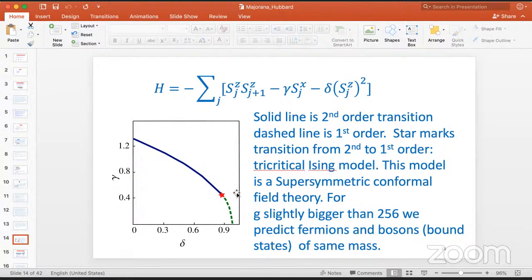This model is a supersymmetric conformal field theory. So for G slightly bigger than 256, we predict fermions and bosons of the same mass. And in fact, we're currently studying this now, and we hope to have a paper on this topic soon. So it turns out that the only relevant operator preserves supersymmetry, but supersymmetry is spontaneously broken in the Ising phase, but not in the larger G phase. But the larger G phase has a broken translation symmetry, but does not have broken supersymmetry.